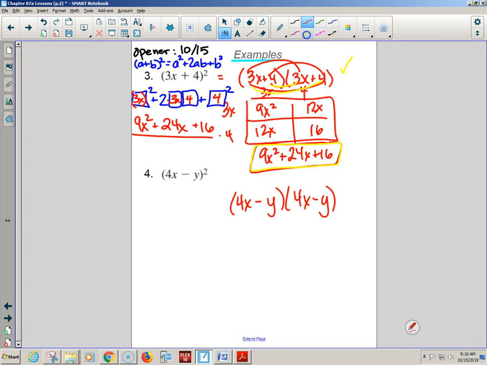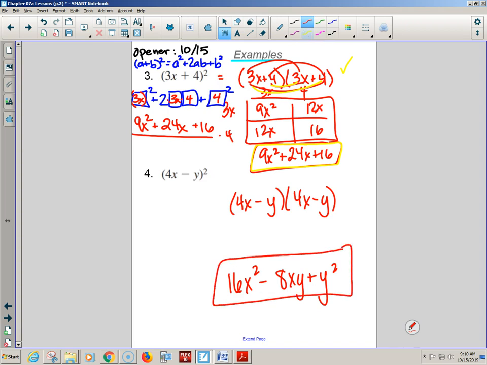Can I show you guys the final answer and then go backwards? Did you get 16x squared minus 8xy plus y squared? Check the pluses, check the minuses, check the numbers. Did you get each and every piece? If not, can I fill in the arrows? Is that okay? Yeah. 4x times 4x. Like the 3x times 3x. 16x squared, yeah? 4 times 4, x times x.